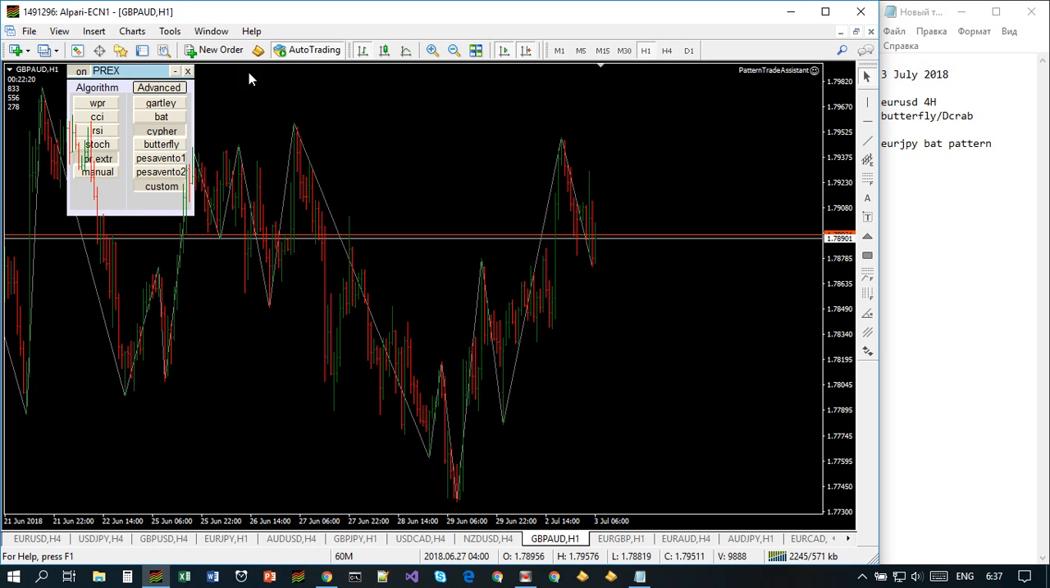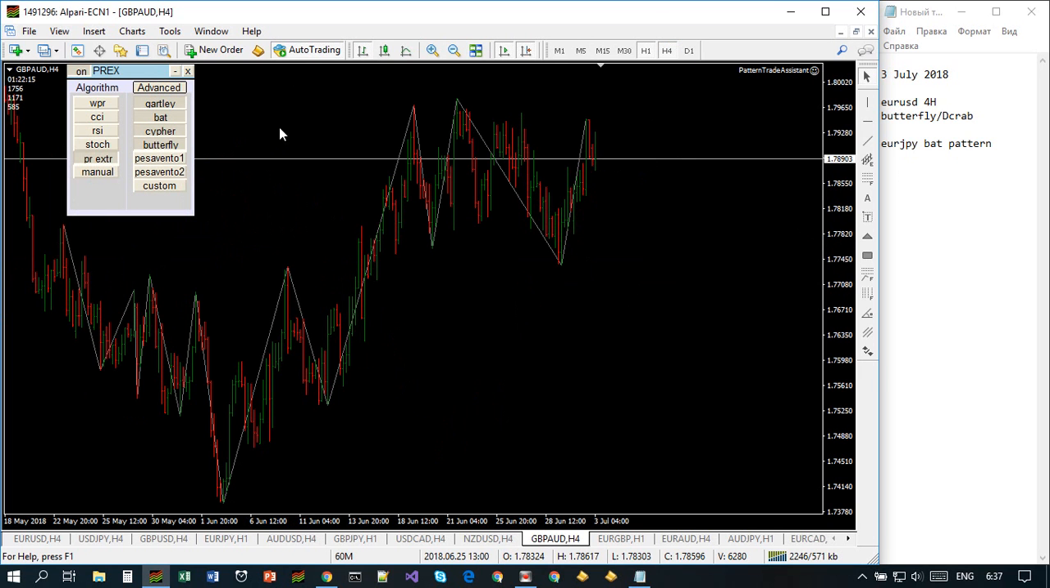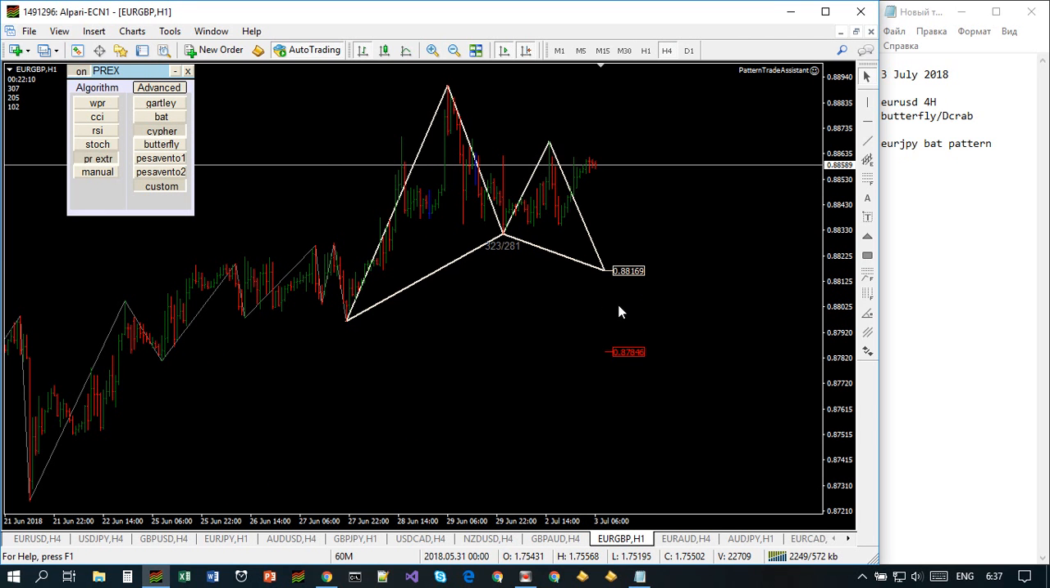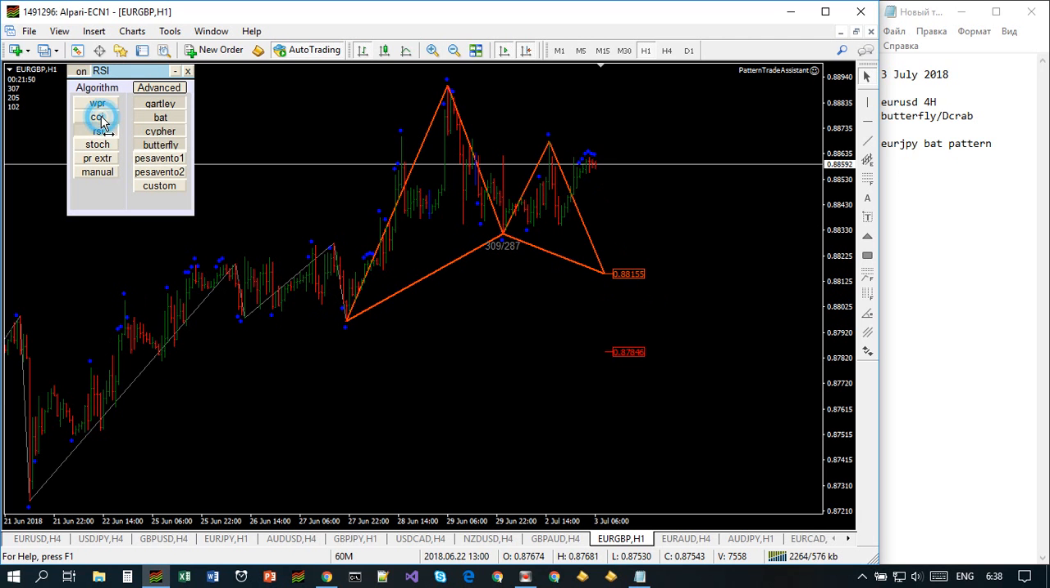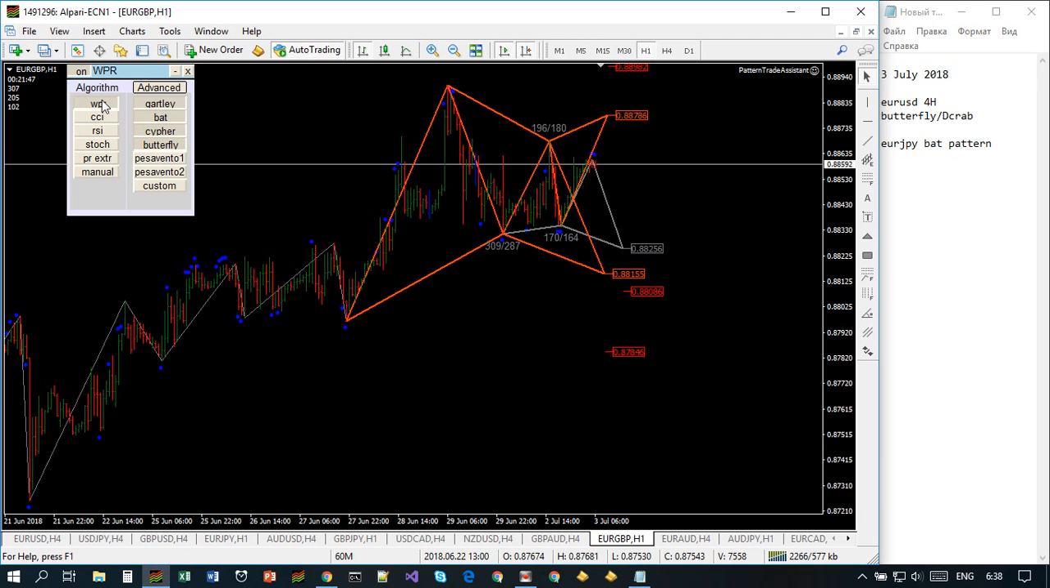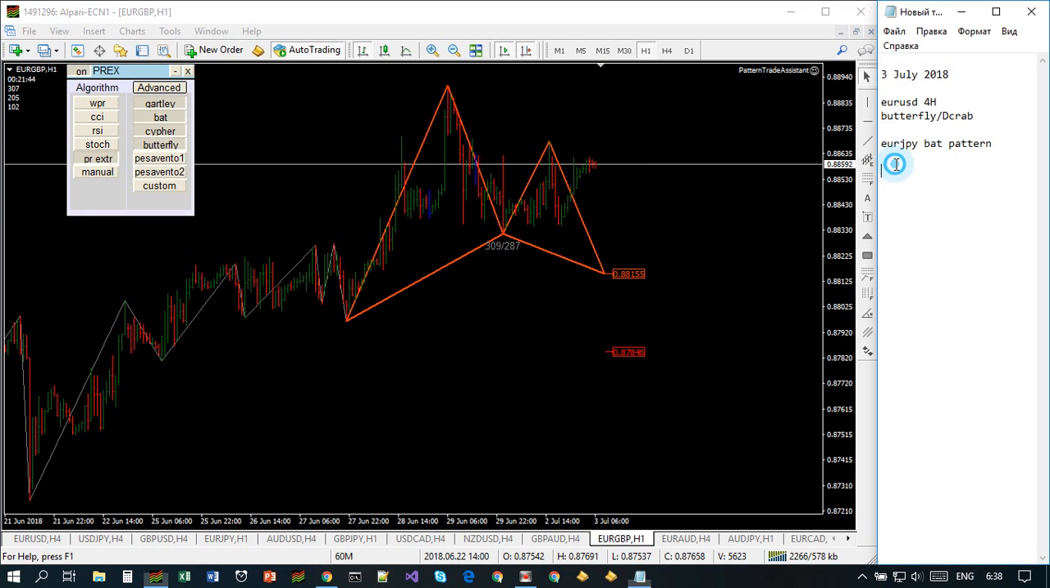Pound Aussie 1-hour, okay, and 4-hour, okay, nothing. Euro GBP, a potential Gartley harmonic pattern, and with advanced pattern approach we have a Gartley formation as well. Okay, let us see if it is an obvious one. Detected as a bat, Gartley, Gartley, and Gartley. Well, pretty obvious pattern.